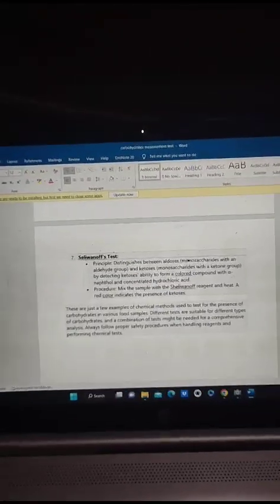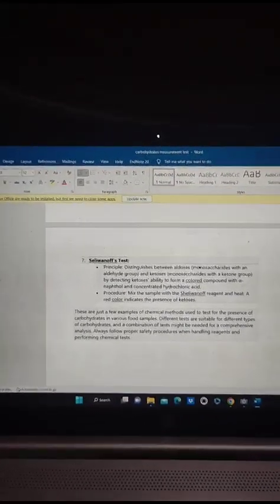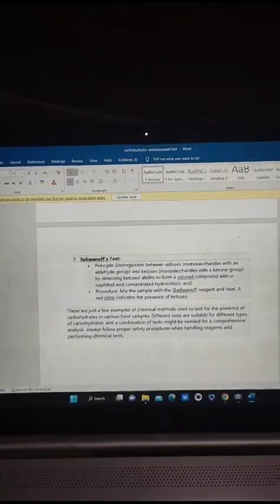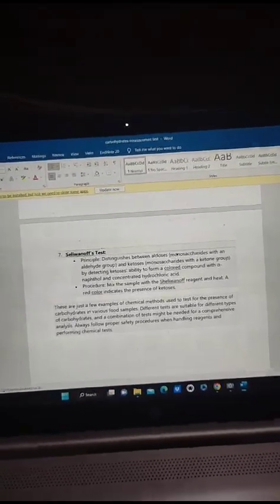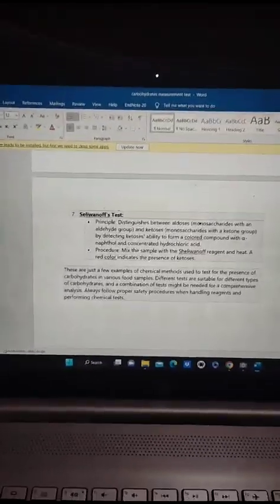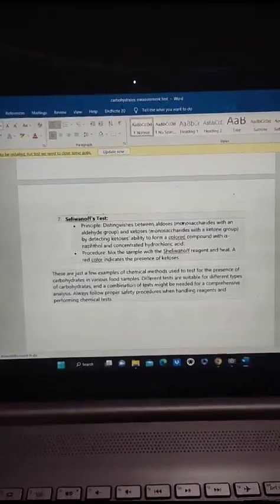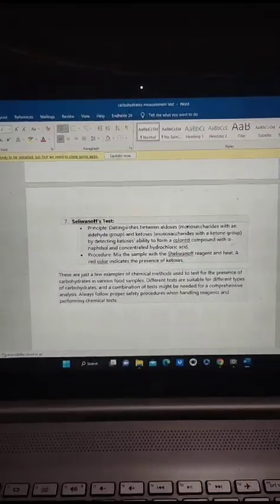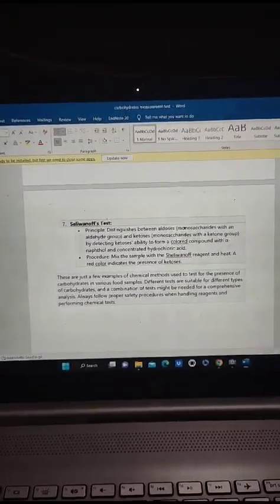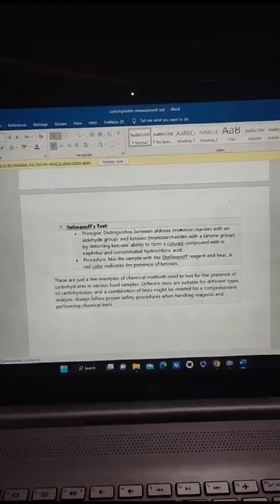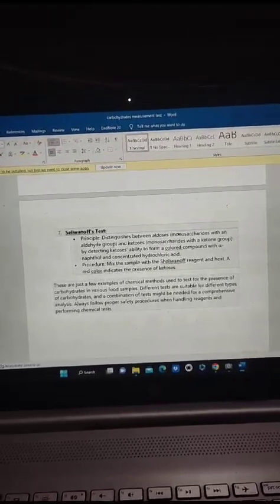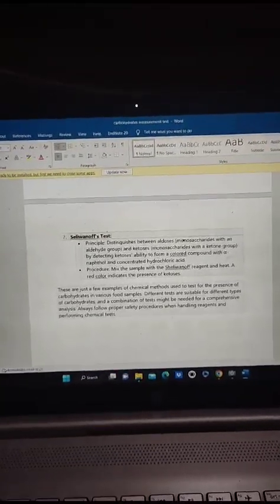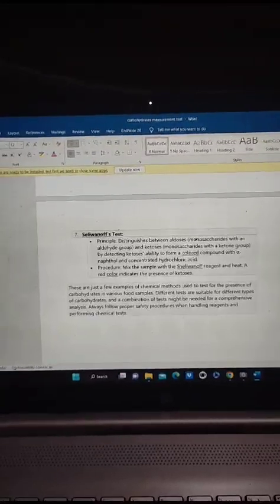Lastly, the Seliwanoff test, which is used to distinguish between aldose monosaccharides with the aldehyde groups and ketose monosaccharides with the ketone groups, by detecting the ketose, which has the ability to form color compounds with resorcinol and concentrated acid. And here the procedure involves mixing the sample with the Seliwanoff reagent, and thermal treatment is given. The red color formed indicates the presence of ketose.